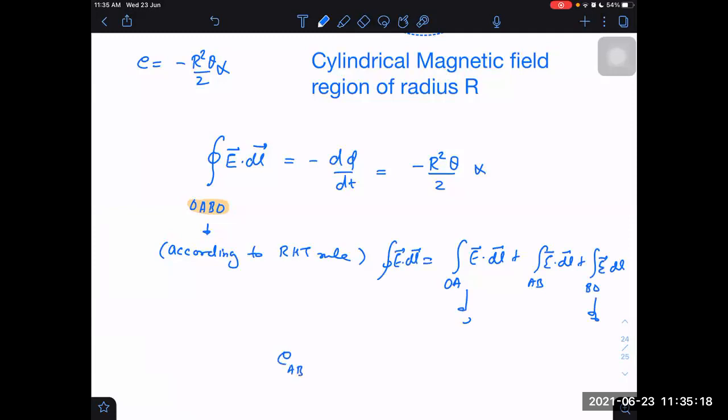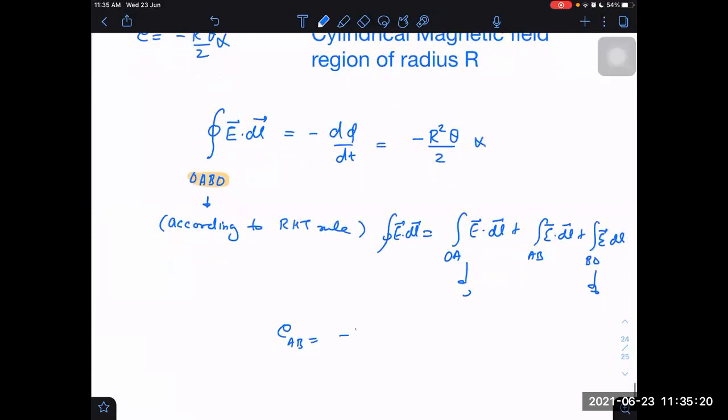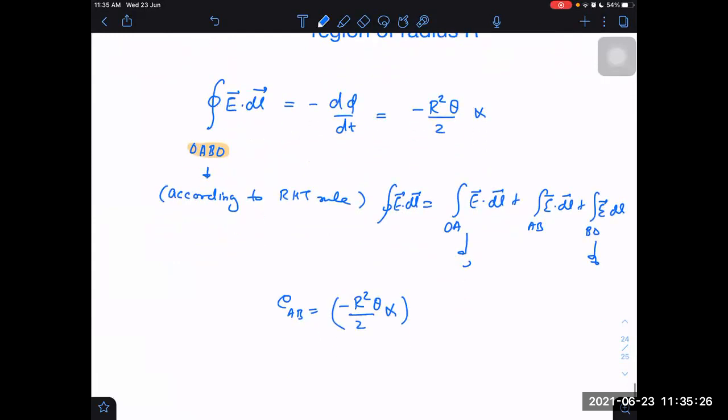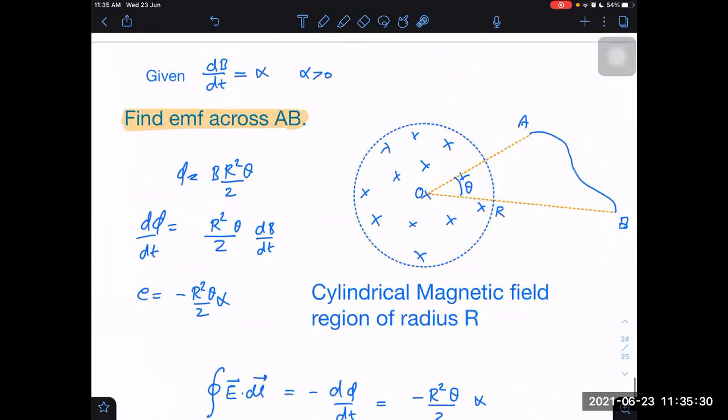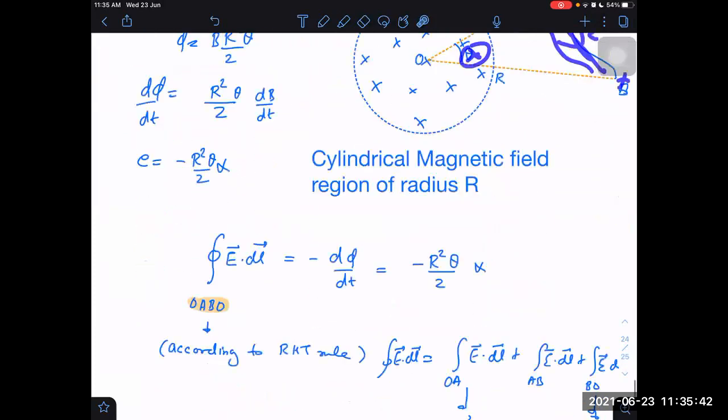EMF across AB is what? Across AB, it is minus r square theta by 2 into alpha. That is the EMF across AB. In which direction have I taken EMF across AB? I have taken it in the downward direction, by the right-hand rule. I am taking it in this direction, meaning A to B. I am assuming the field to be in this direction, assuming this to be positive and that to be negative.